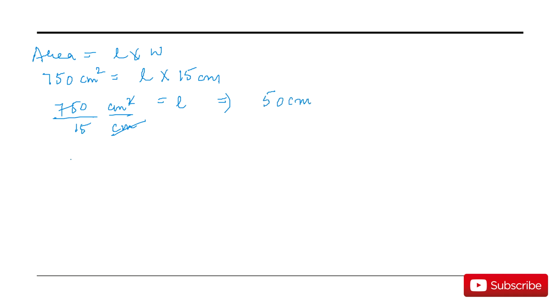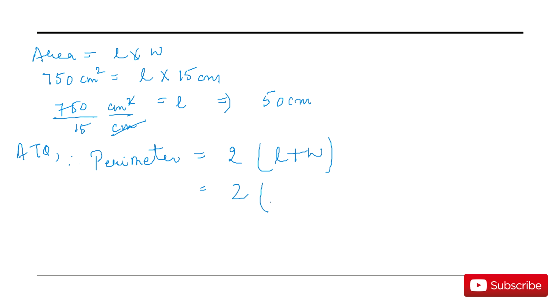Now the question has told me to find the perimeter. Yes, this has become my ATQ statement. Perimeter is equal to 2 into length plus width. So perimeter is 2, length is 50, width is 15. Yes, the units will be centimeters. So 2 into 50 plus 15 is 65.